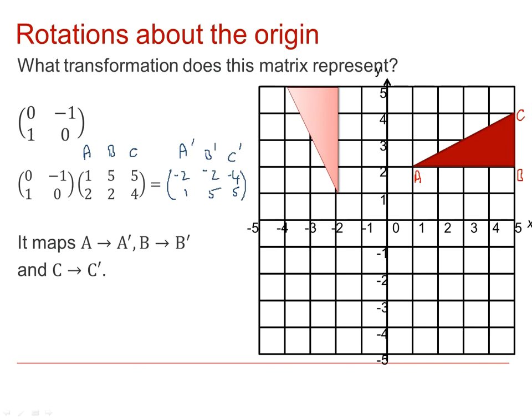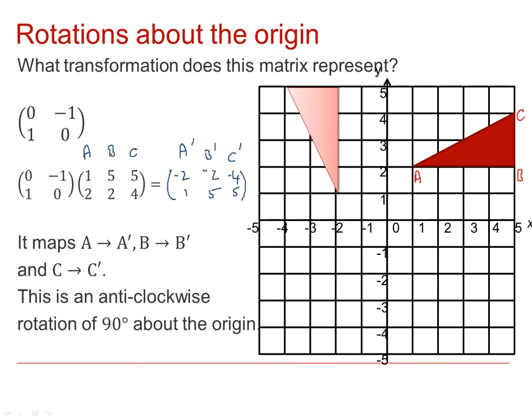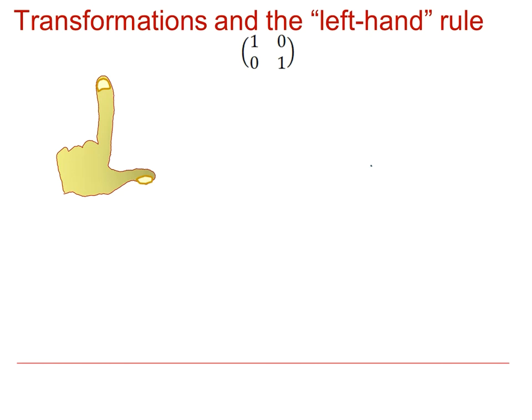Now we can see therefore that we've got a rotation here which is 90 degrees about the origin. It's a rotation anti-clockwise, which we'd usually write as being plus 90 degrees. So in rotations, the positive direction for a rotation is anti-clockwise. We can find the matrix for a transformation by considering the left-hand rule.